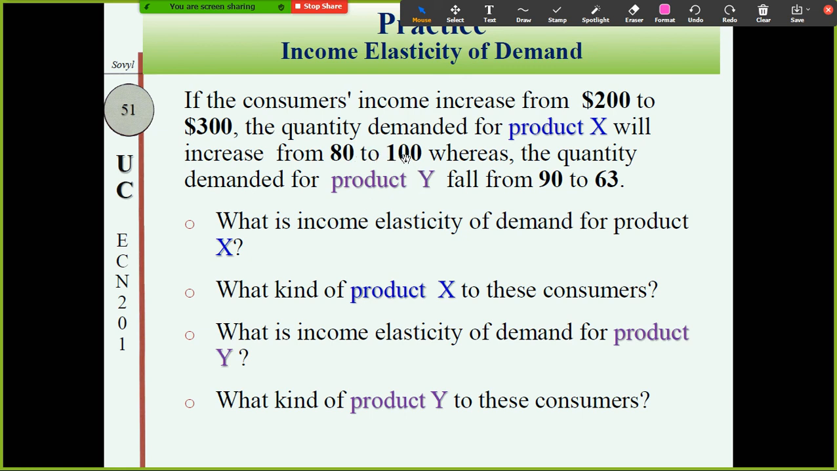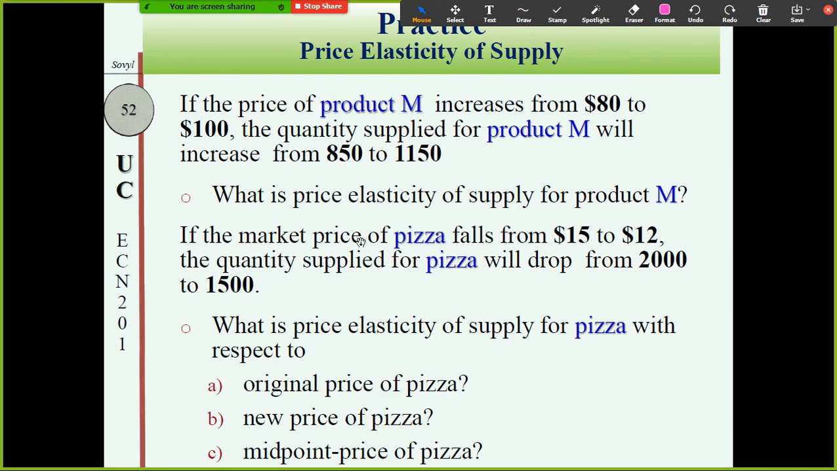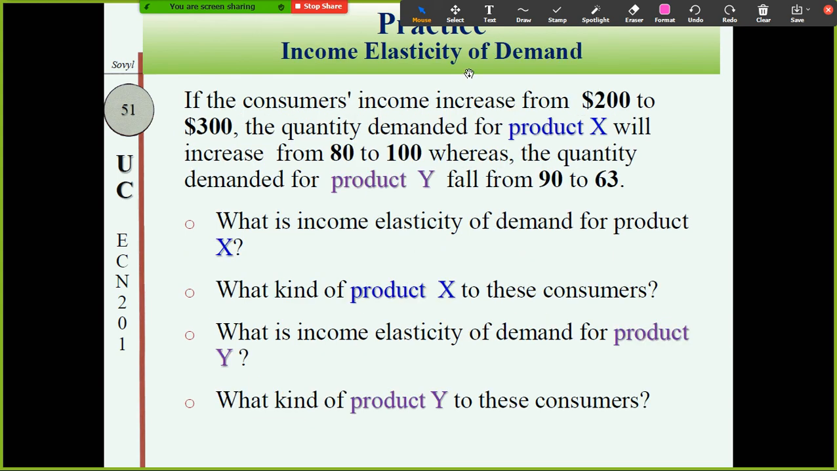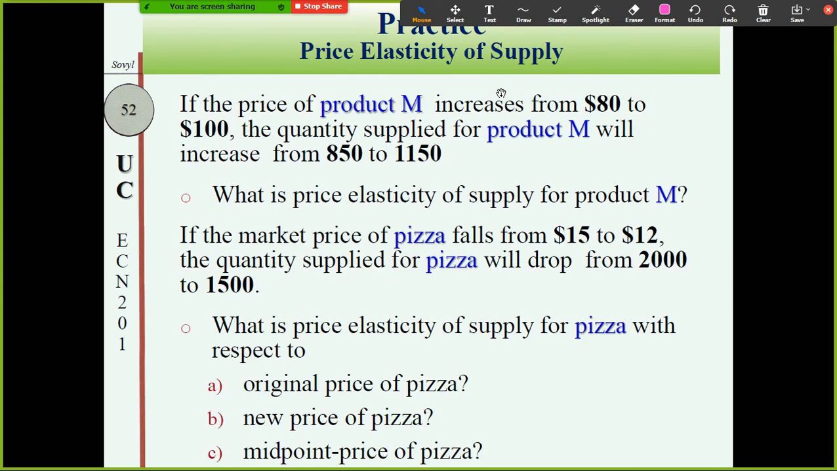Okay, this is about income. So you need to do it on your own. Okay, with the video, you can pause, you can stop for a while, do it, and then continue. So I'm not reading this one for you. This is the other one, supply. This is our demand. So ending our demand, we go to supply.